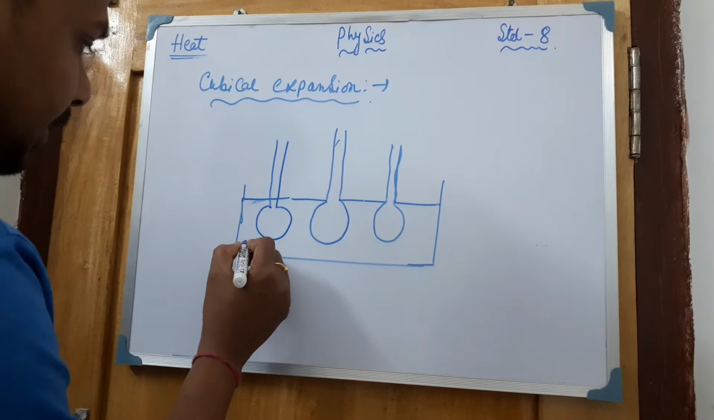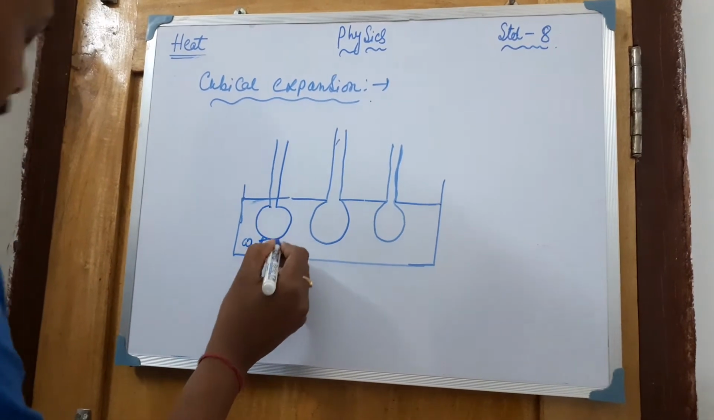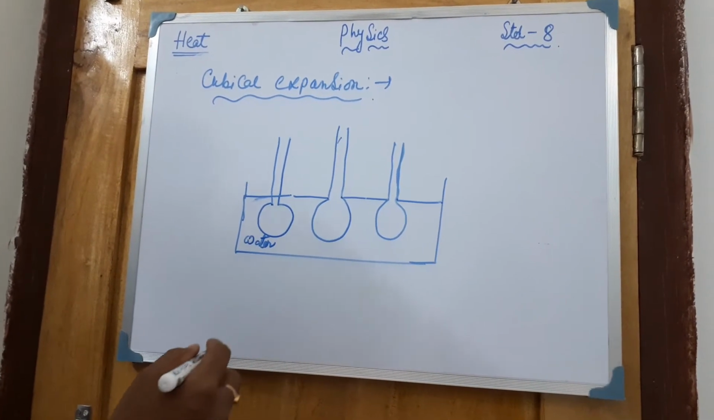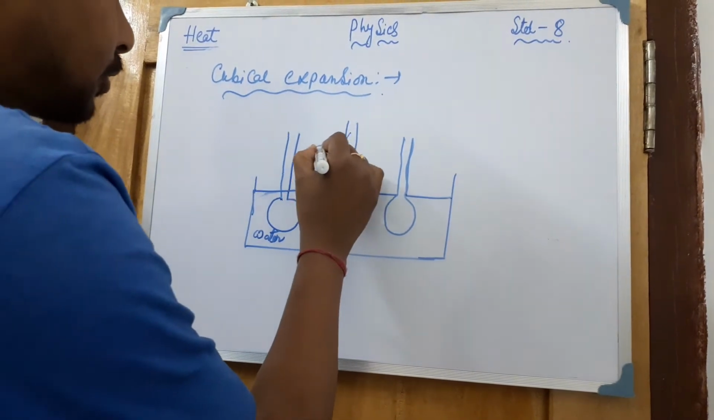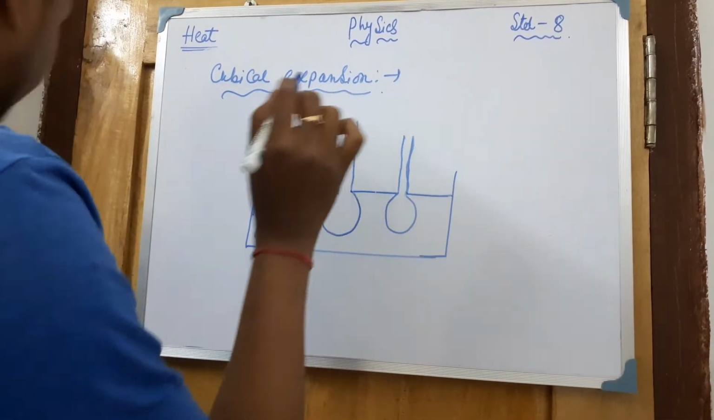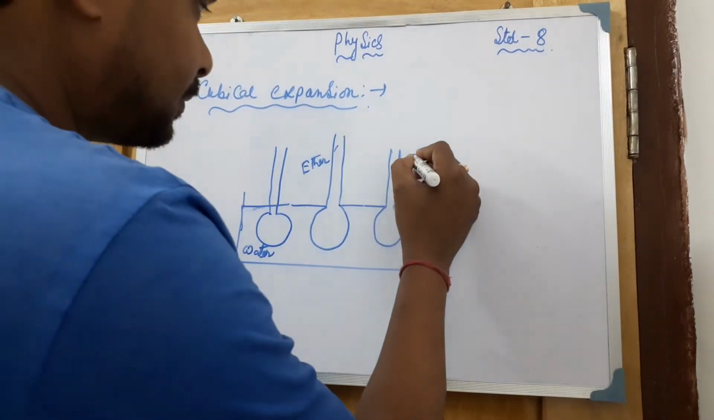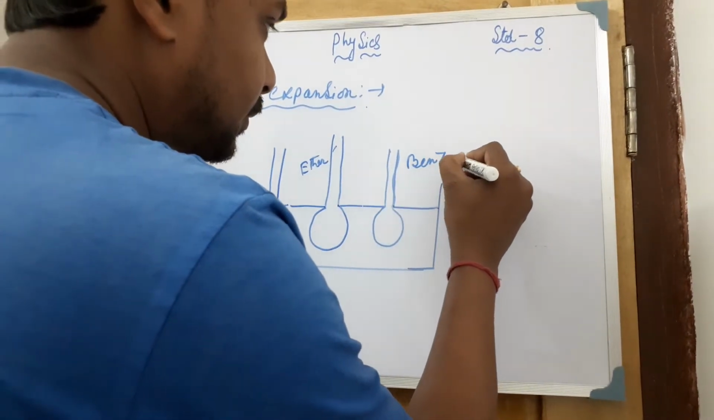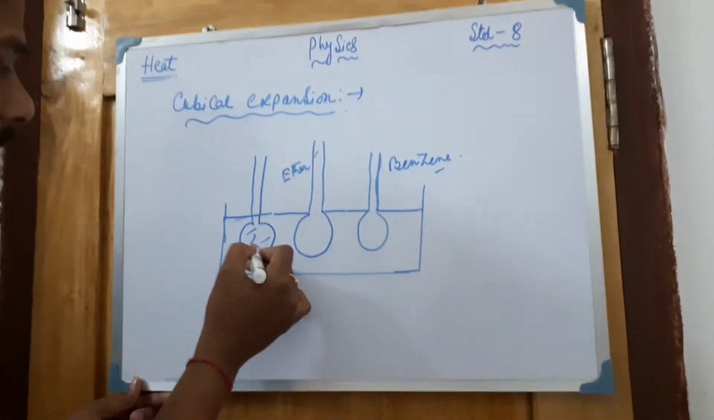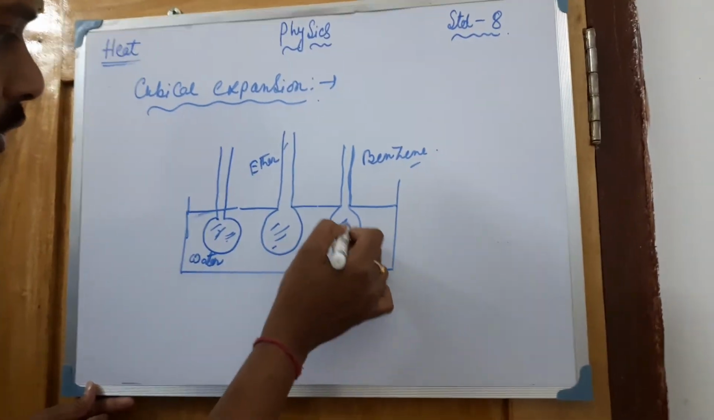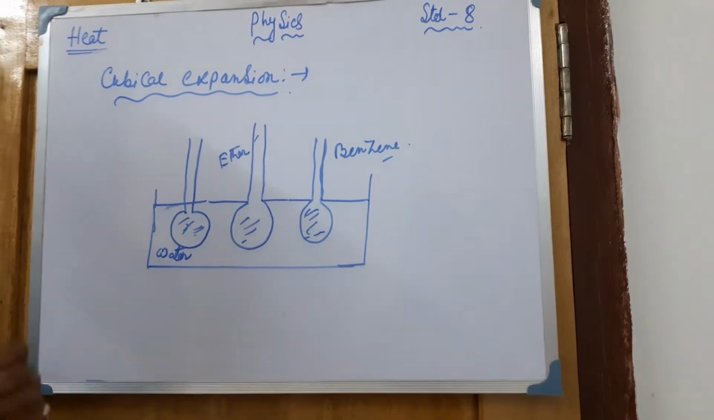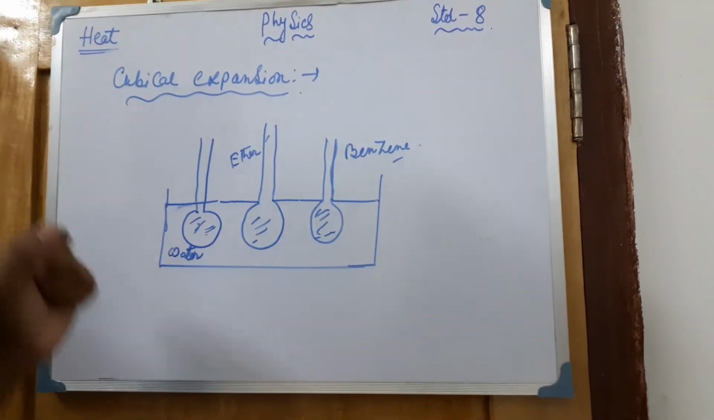One is water, which is present in this one. Second one, ether is present. Suppose one different liquid, and second one suppose the benzene. The benzene is present. So here these different liquids are present. Now we are just talking about the cubical expansion here.